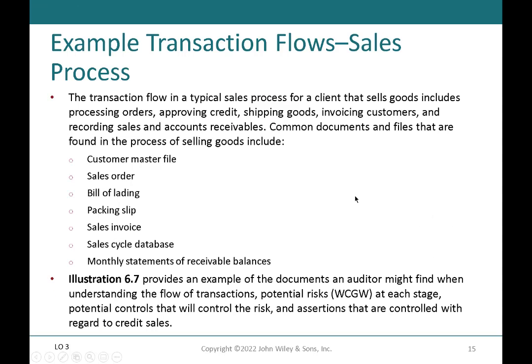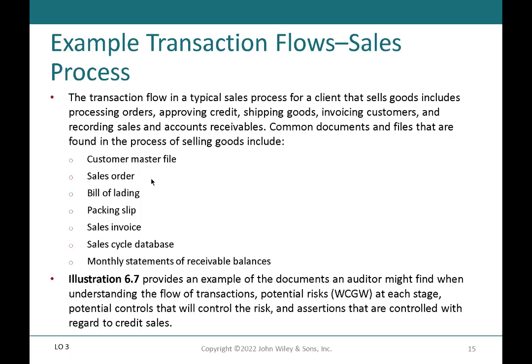So first off, we have to talk a little bit about the different documents and files that are found in the process of selling goods. So notice here we have a number of different documents that we're going to want to review as an auditor when we're looking at the sales process. First off, the customer master file is basically a list of all customers we have in our business, and it also shows the credit limits associated with those customers. The sales order basically is laying out the terms of the sale, showing what products are going to be sold, showing the different prices of the various products.